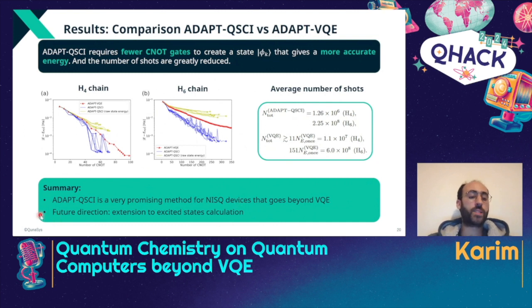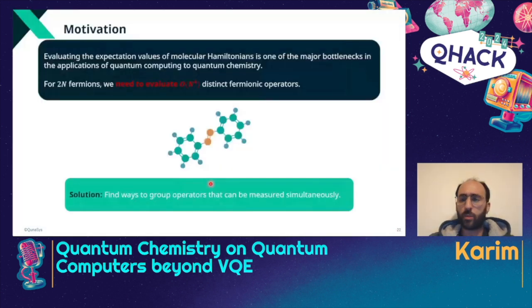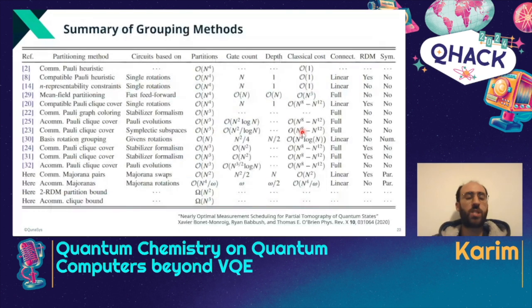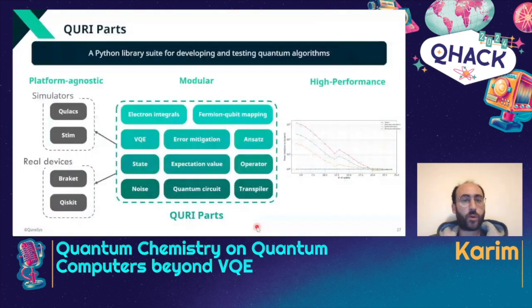On top of that, the next direction that we need to take is to extend this algorithm to excited state calculations. And I think I still have one more minute or two, I guess. So I might jump over this part and just tell you directly about the software we've been working on, Curie and CurieParse, and I'm just going to be talking about CurieParse here because I think it's more relevant for QHAG.